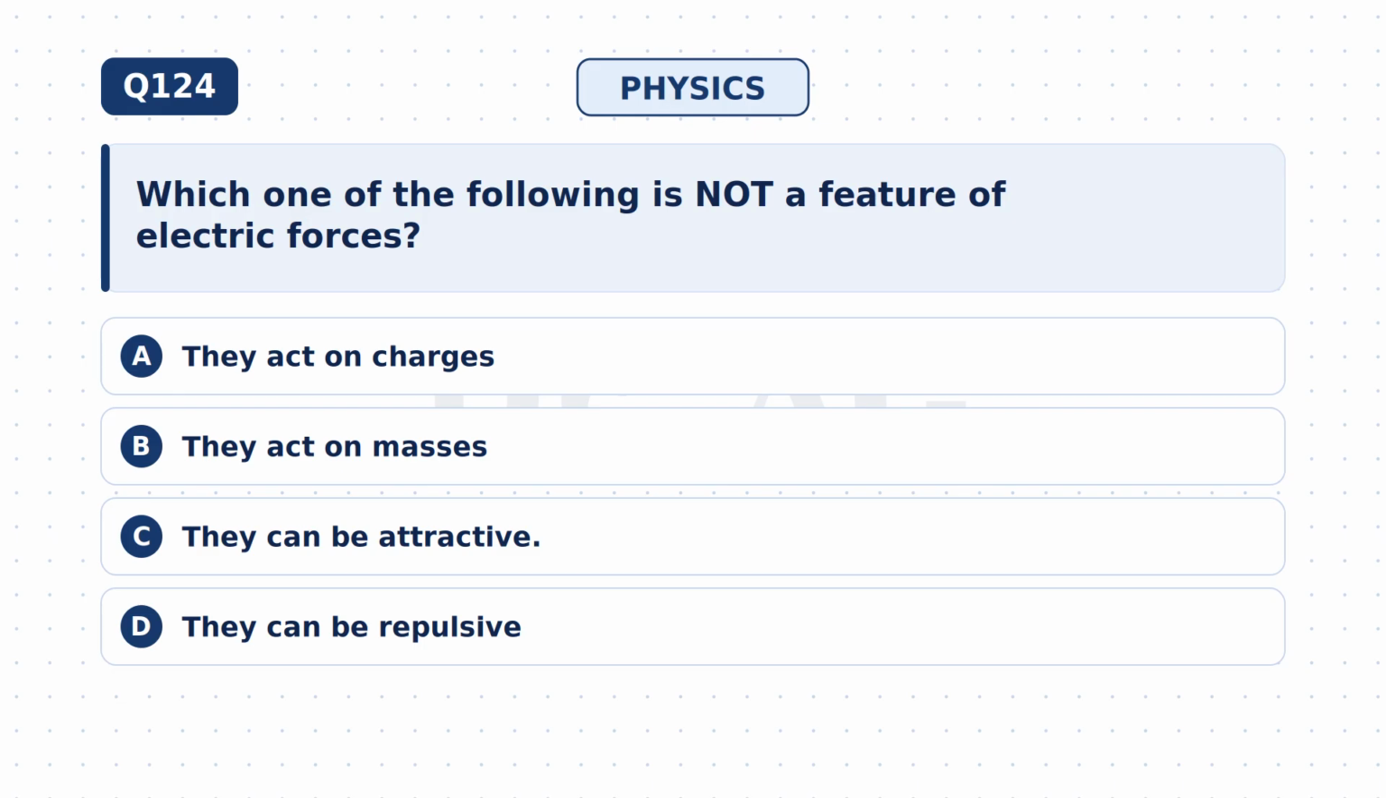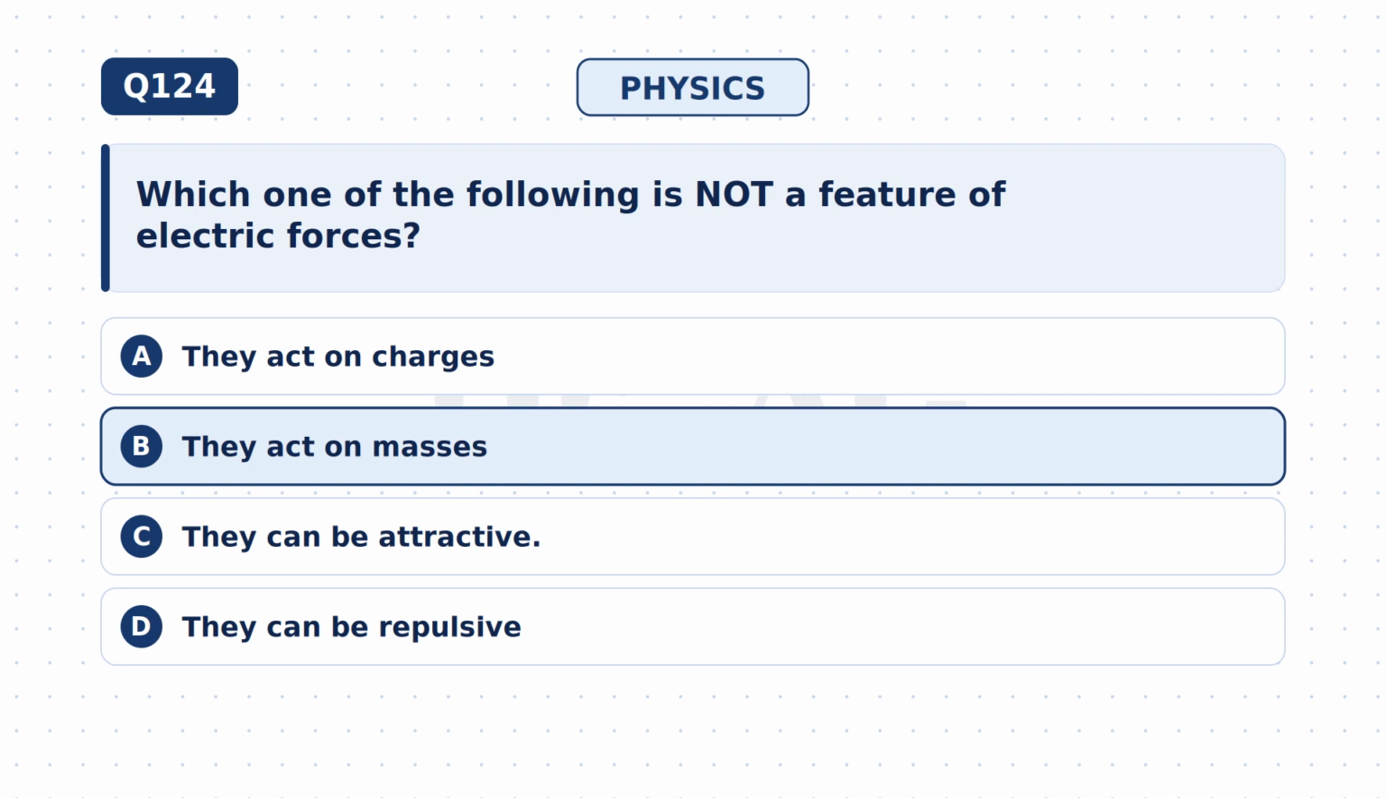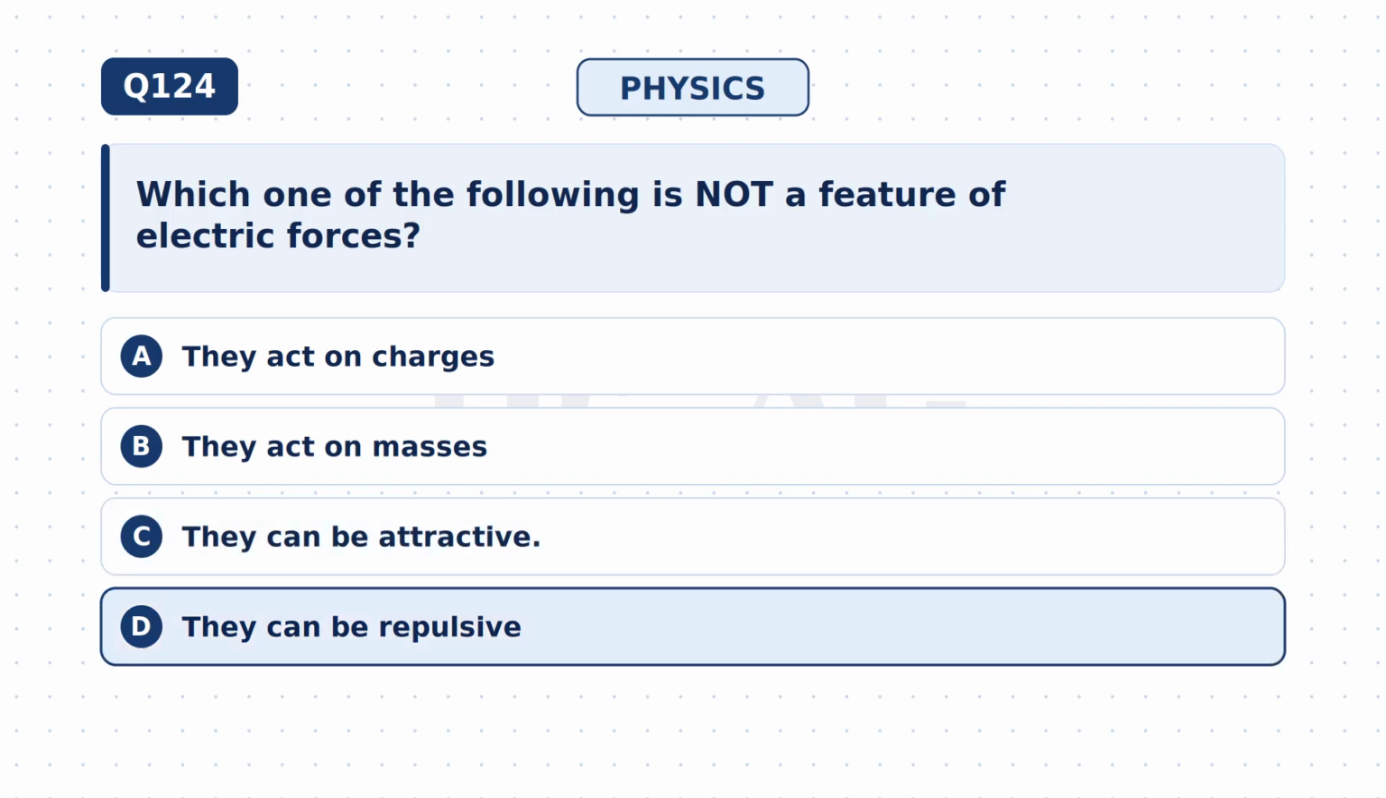Question 124. Which one of the following is not a feature of electric forces? Option A. They act on charges. Option B. They act on masses. Option C. They can be attractive. Option D. They can be repulsive.